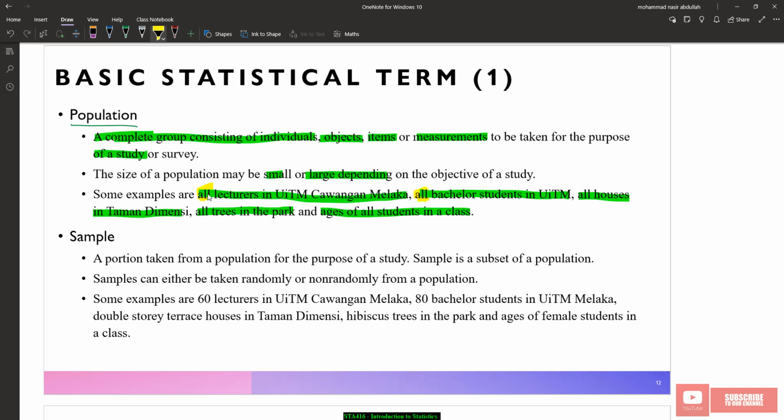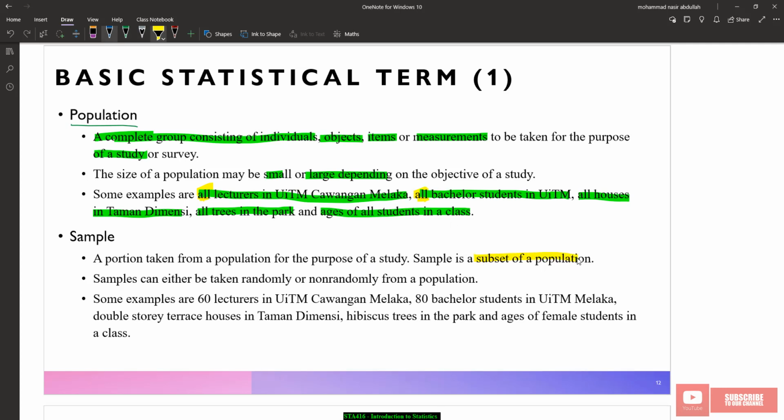So sample is a portion taken from the population, right? So sample is a portion taken from a population for the purpose of the study, right? Sample means that a portion that we take from a population. So it's a subset of the population.